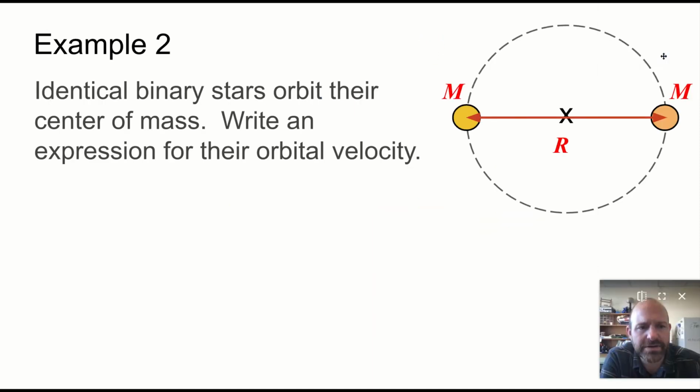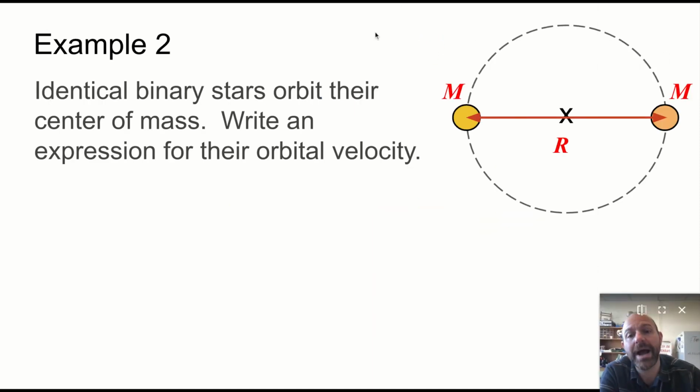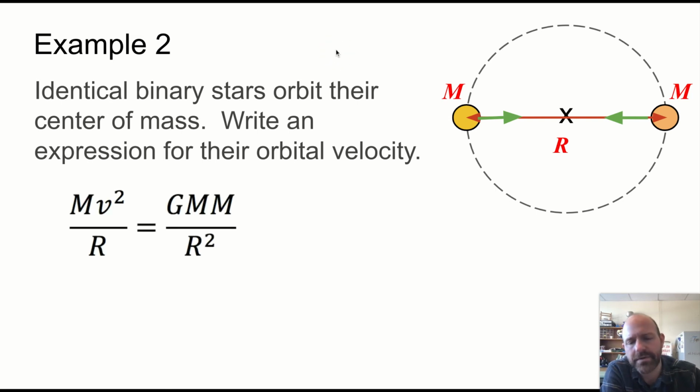Right? So here's another interesting example. Now, this one is a binary star system. They're orbiting in a circle as shown. That x represents the center of mass of the system. We want to find the orbital velocity here. Well, they're both being pulled toward the center, right? So the force is GMm over r squared. And then we have mv squared over r for the circular motion.